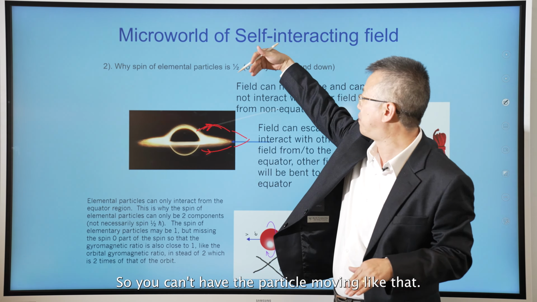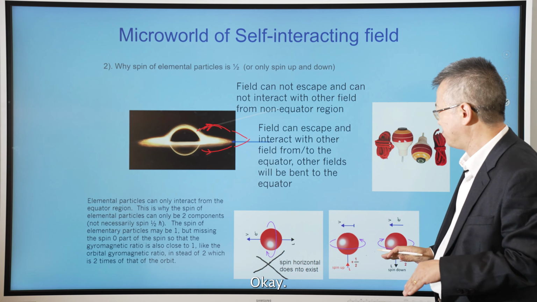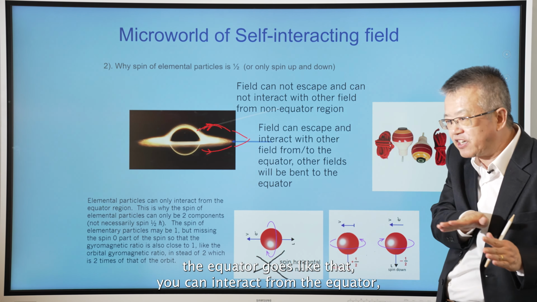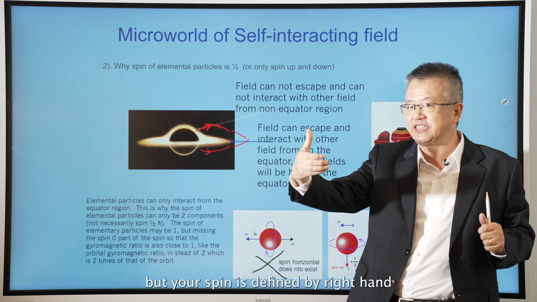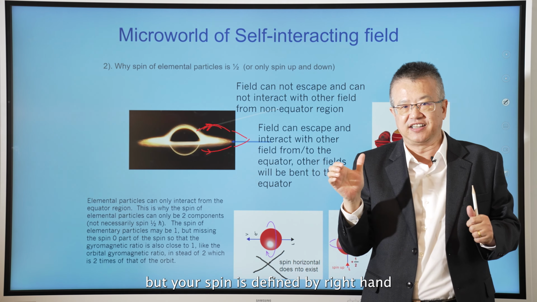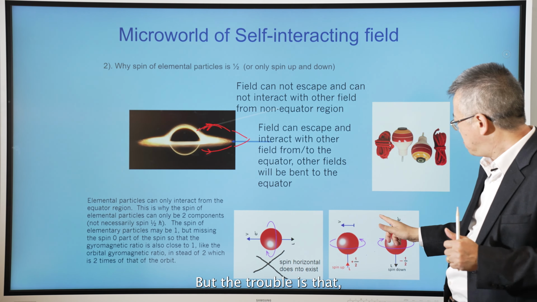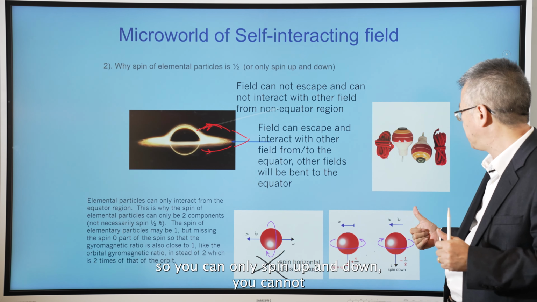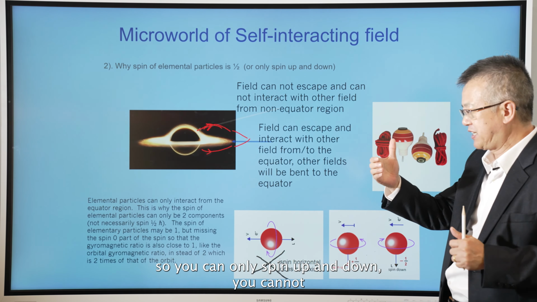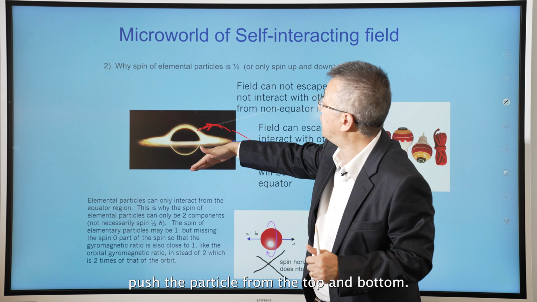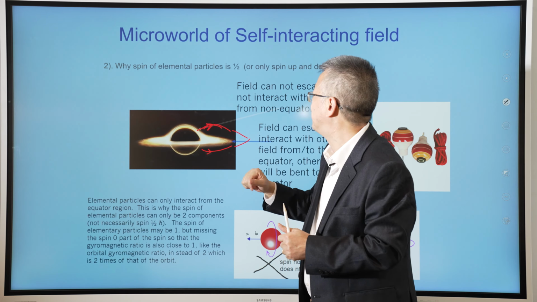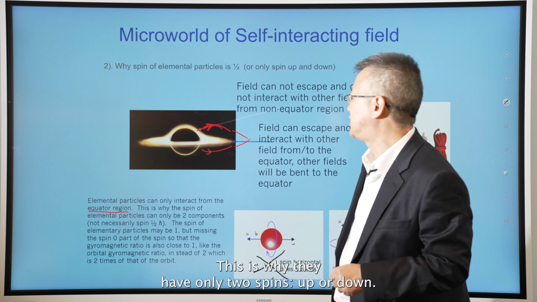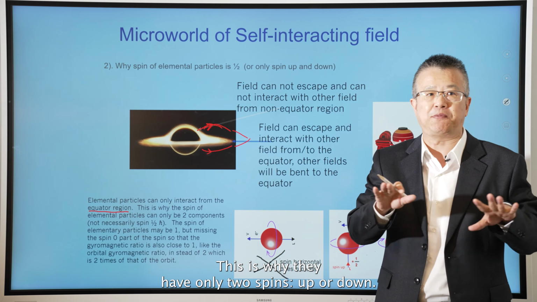So you can't have the particle moving like that. When the particle at the equator goes like that, you can interact from the equator. Your spin is defined by the right-hand rule. But the trouble is that the interaction is only from the equator, so you can only spin up and down. You cannot push the particle from the top and bottom. The elemental particle only interacts from the equator region. This is why they have only two spins, up or down.